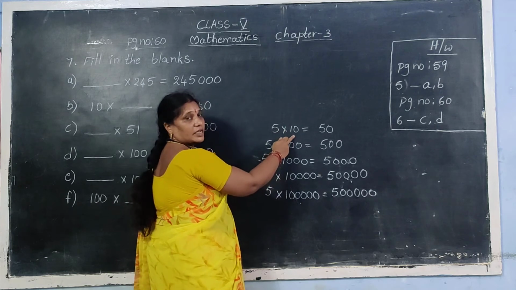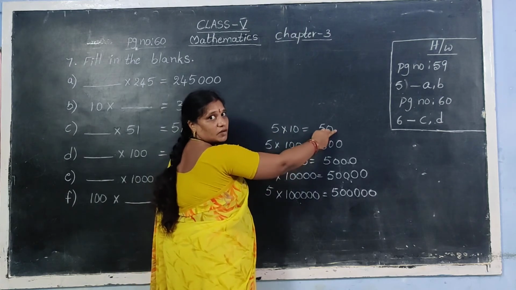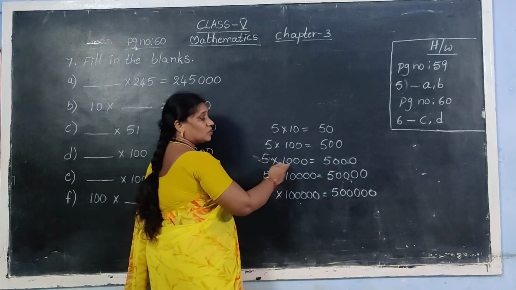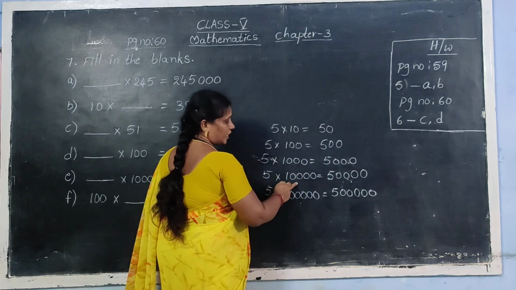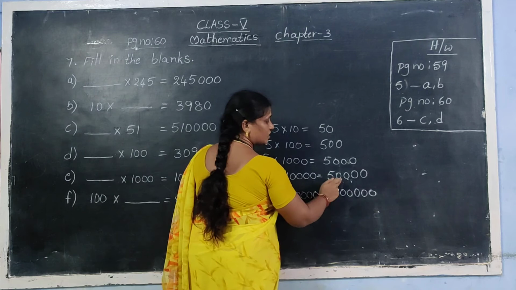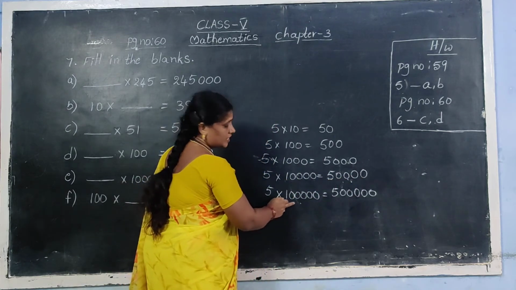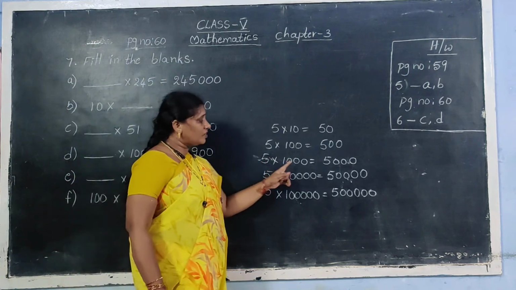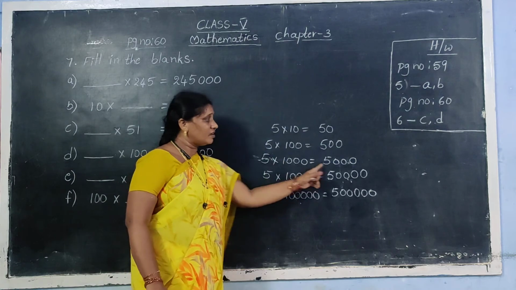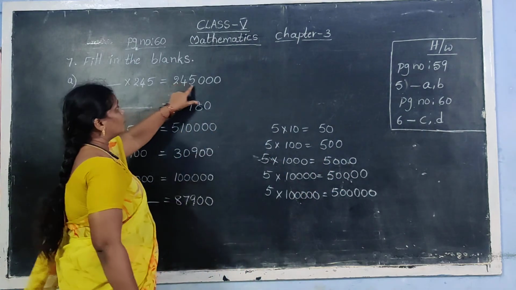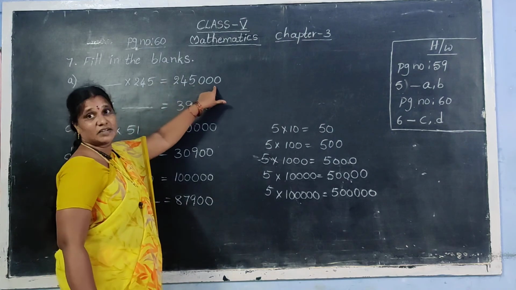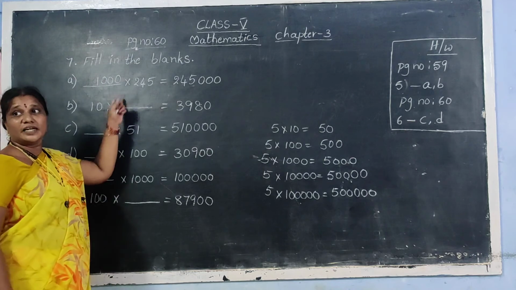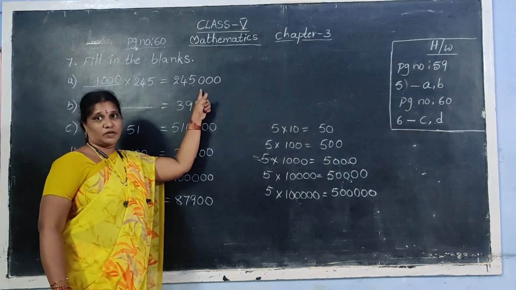You can see 5 into 10: here how many zeros? 1 zero. 5 ones are 5, then 0, 50. 5 into 100: how many zeros in hundreds? 2 zeros, so the answer is 5 and 2 zeros. 5 into 1000, 5 and 3 zeros. 5 into 10,000, 50,000 means 4 zeros. 5 into 1 lakh. After the 5 you can put the zeros. In 245, after it how many zeros? 3 zeros. Which number here? 1000 into 245, 2,45,000. Very easy now.